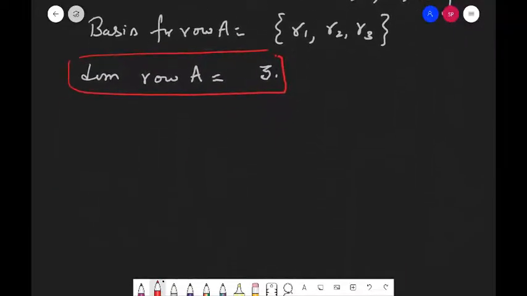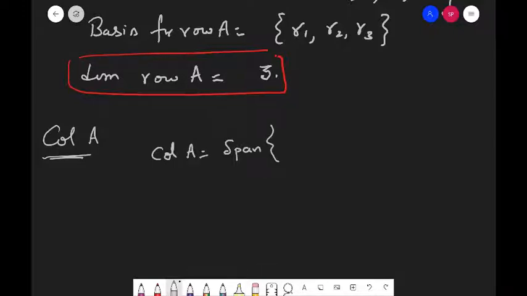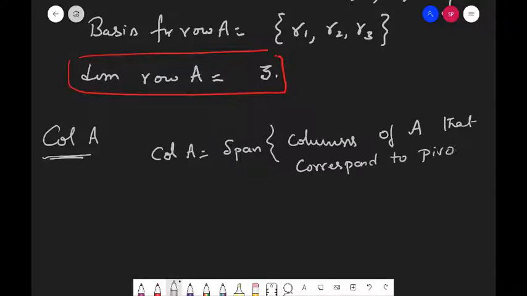This is also completed. Now we have column A, the column space of A. Now what is column A? According to the definition, column A is the span of the columns of A that correspond to pivot columns in the echelon form.